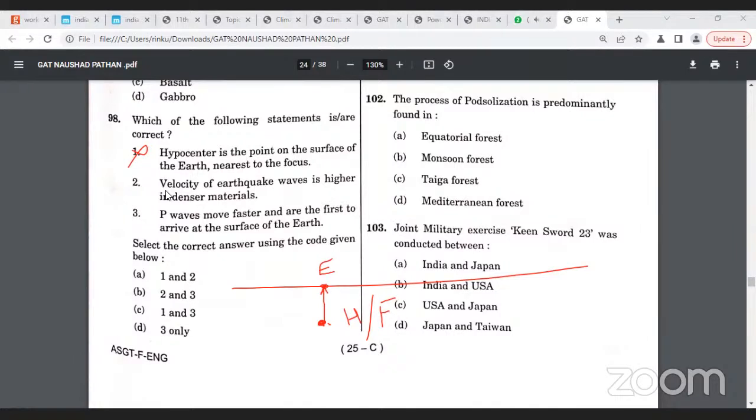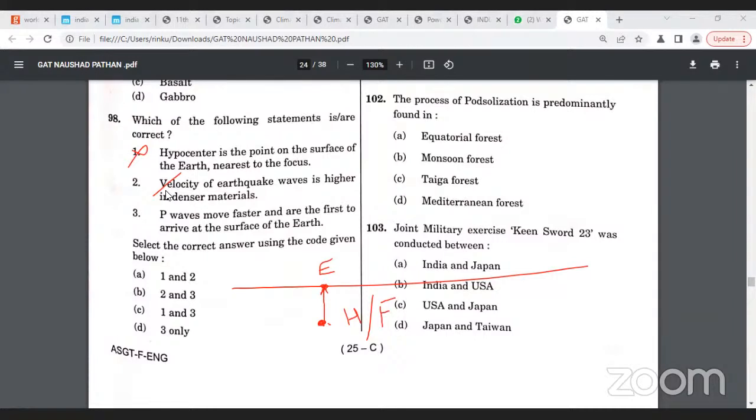The second statement, velocity of earthquake waves is higher in denser materials. That's true. The denser the material, greater the velocity of the seismic waves. So this statement is correct. And P waves move faster. They are the first to arrive at the surface of the earth. This is also correct. P waves are faster. They can move through all sorts of media, liquid, gaseous, and solid. So P waves definitely move faster, and they are the ones to reach the epicenter first, followed by the S waves.